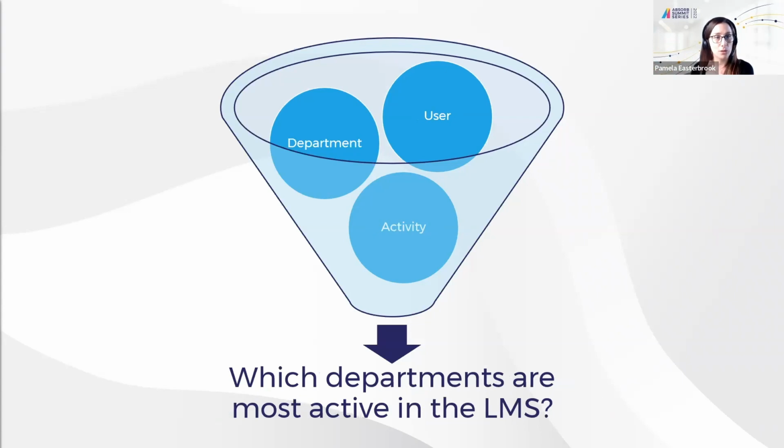Here I switched out course for departments, so I kept user and activity, but again, it's another view. Now you can take a department-based view, you can switch out course, and you can answer the question which departments are most active in the LMS.